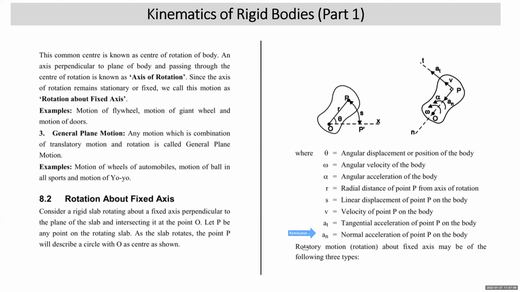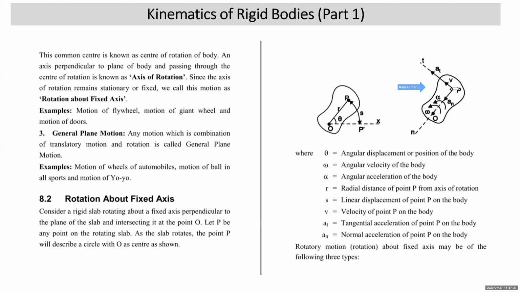Rotary motion about a fixed axis may be of three types. It can be at constant angular acceleration. It can be at constant angular velocity. It can be at varying acceleration also. Now, if you look at the same diagram I have represented here again, we have shown point P on the body. We understand that the body is rotating in anti-clockwise direction about the axis of rotation through O. Omega we have shown as angular velocity, alpha we have shown as angular acceleration.